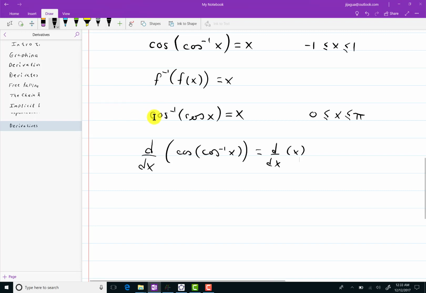Now, what you have here is the outer function is cosine, the inner function is cos inverse, so you got to use the chain rule. The outer function's derivative is negative sine. So I end up with negative sine of cos inverse of x. Then you've got to take the derivative of the inside, which we have been calling cos inverse prime of x. What I'm going to try to do is get the formula for cos inverse prime. The derivative of x with respect to x is just 1.